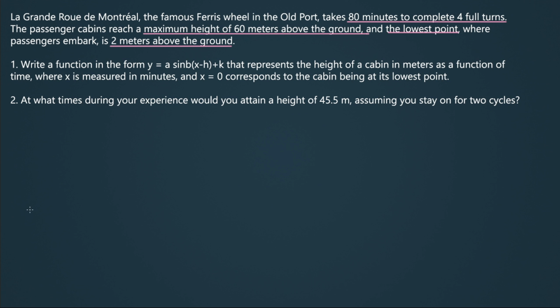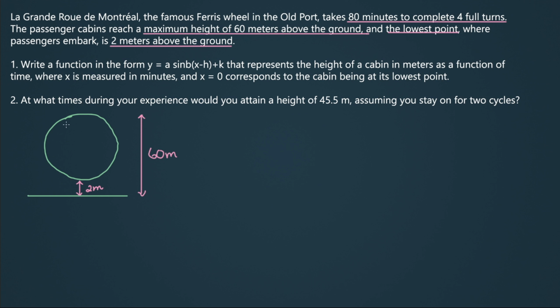So let's quickly draw a diagram here so we have a better idea of what's going on. So that's the floor. That's the Ferris wheel, a decent circle here. And we know that the maximum height, up here, the distance from the top to the floor is 60 meters. And the distance from the lowest point to the floor, this distance right here, we know that's 2 meters.